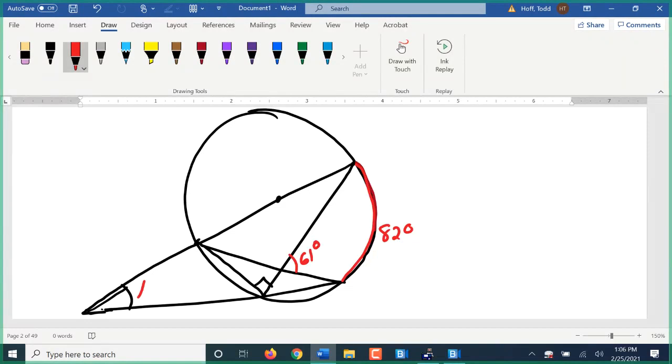I want to know what this angle is right here. I want you to look at that for a couple of minutes, see what you come up with. Then we'll go over it.